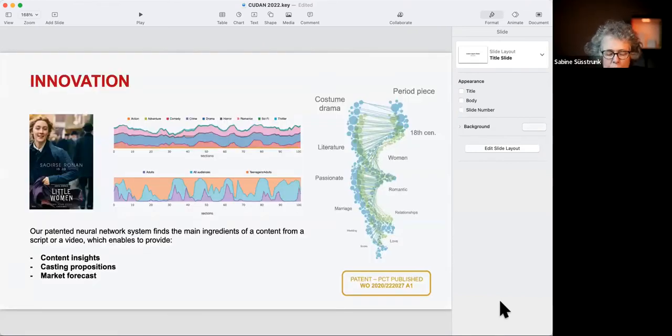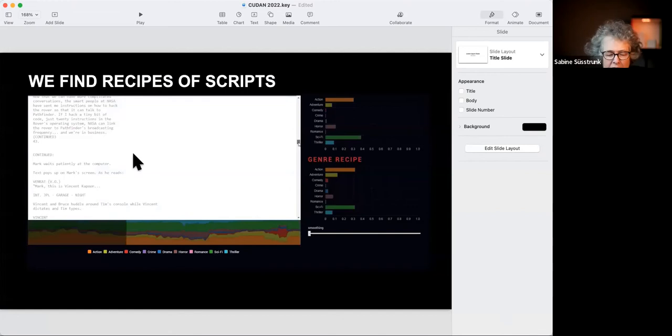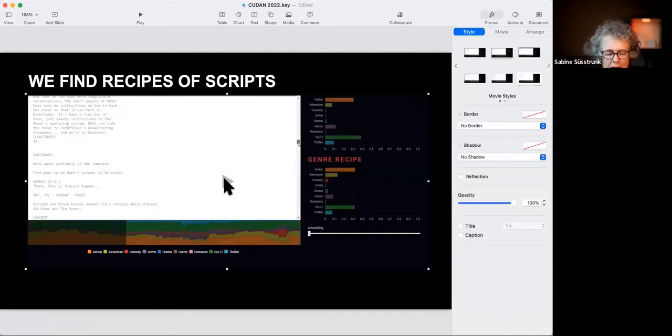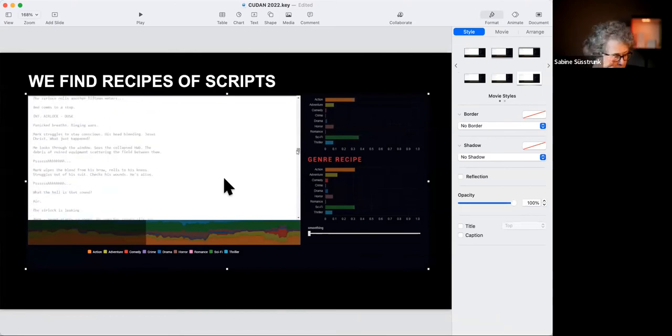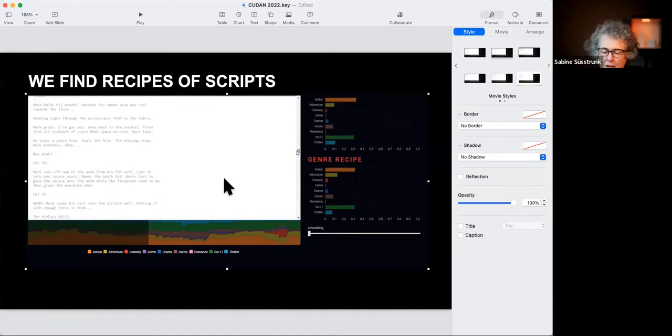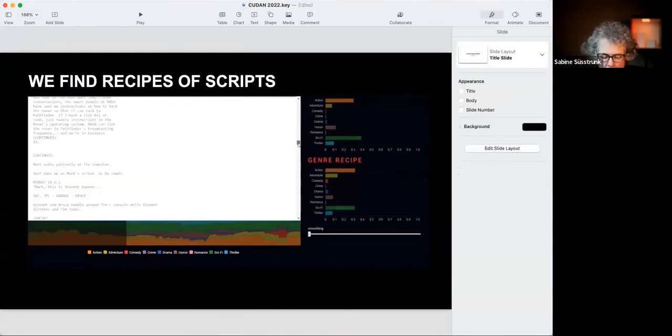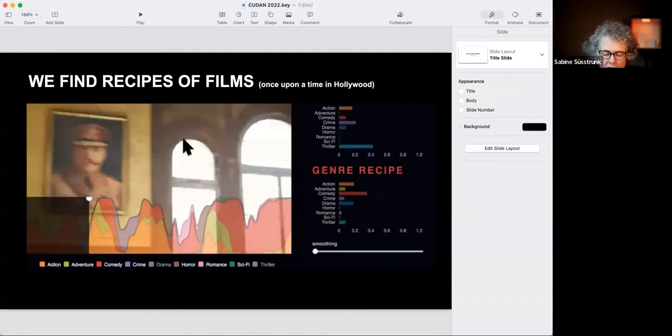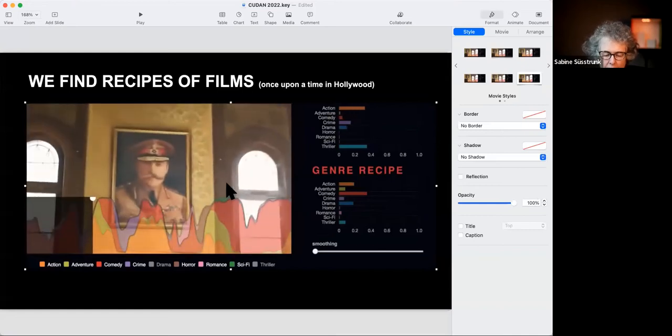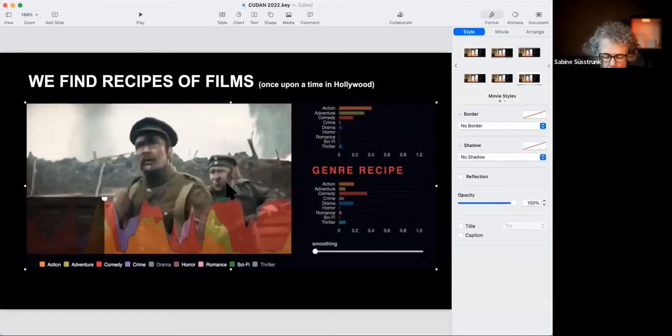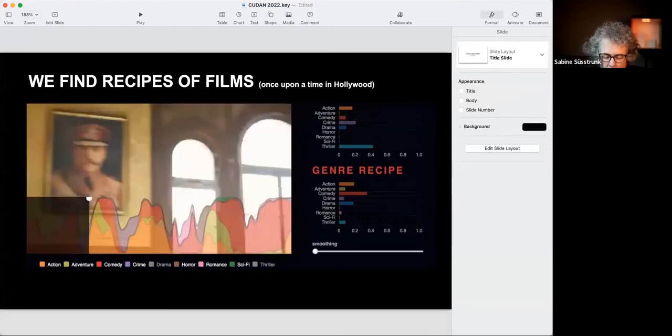But what we can actually do is assign, based on script and film data, the genre of a movie. So it's basically kind of the recipe. If we look at this, we can go through the script and say, is it action? Is it comedy? Is it crime? And so the genre recipe changes, and you see that. And then you can do the same thing, of course, for the film itself, or the video itself.